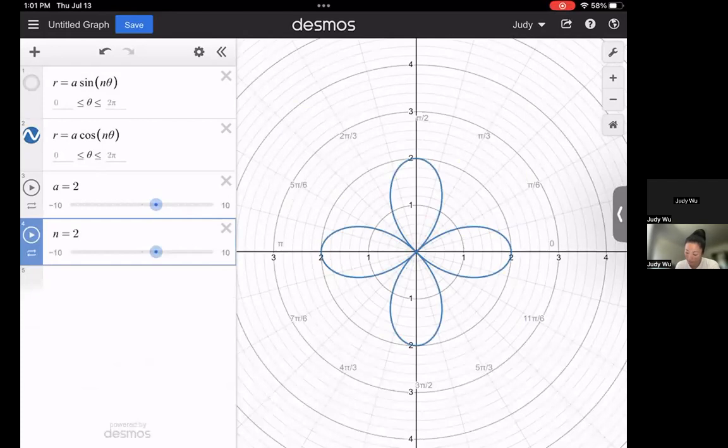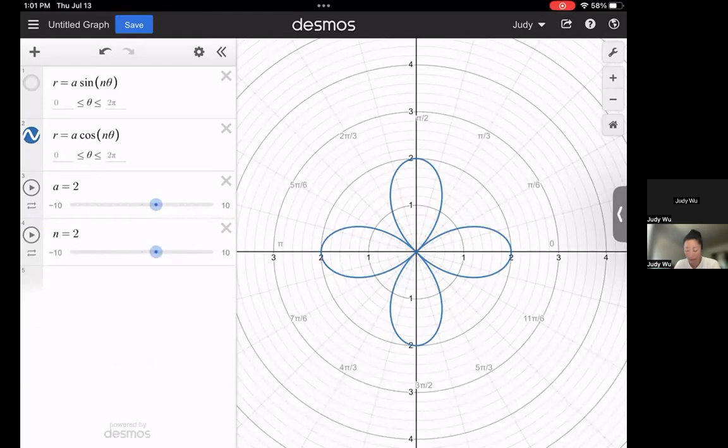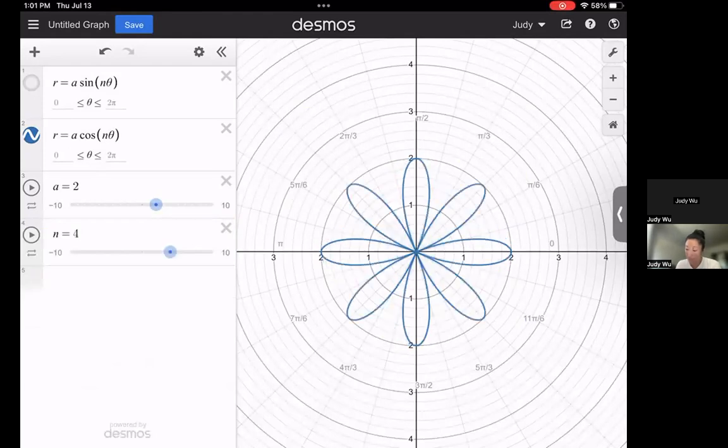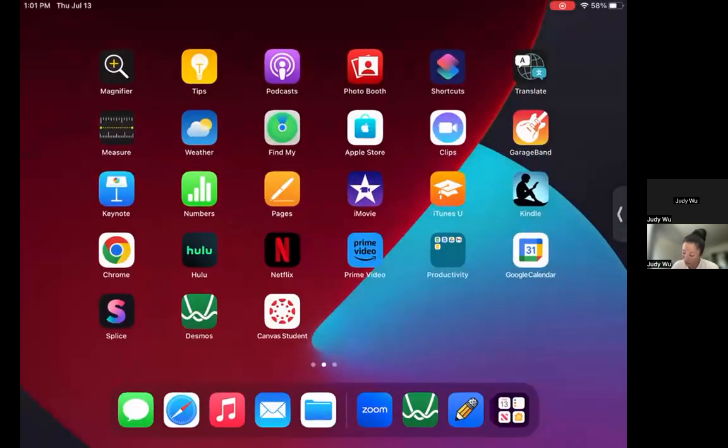I see 4 petals when n is 2. I see 8 petals when n is 4. And I bet I'm going to see 12 petals when n is 6. So where do we have that axis of symmetry? I think it's actually hard to tell in the even case. But for right now, let's write down what we've seen in our notes. So let's go back to our notes.